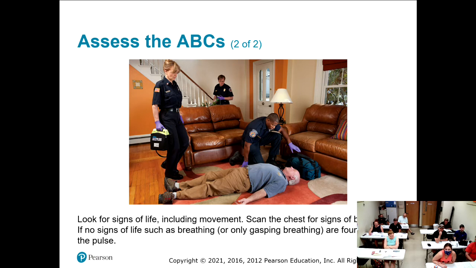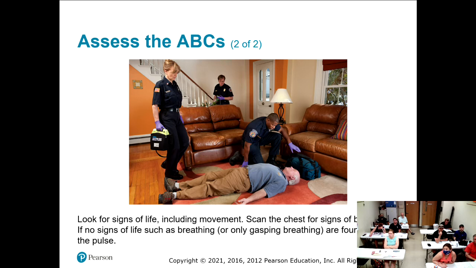So, general impression here. What would everybody say? Unresponsive. Doesn't look like he's breathing. Probably cardiac. Yep. So we're looking for signs of life, scan the chest, like you said, and look for signs of breathing.